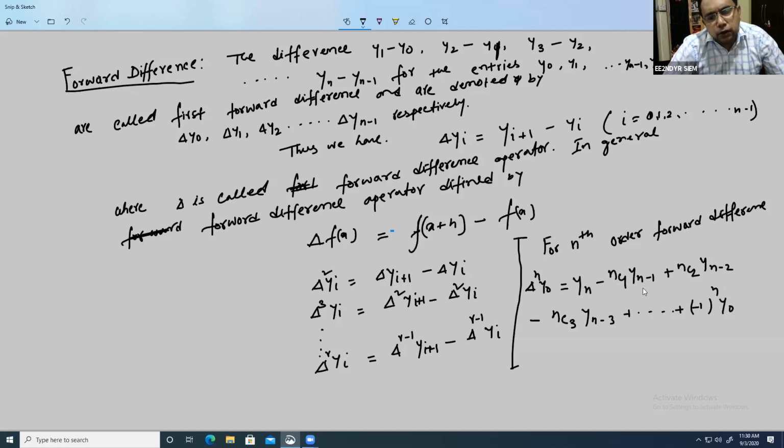So this is for GATE, clear. You may get this in your GATE exam. Suppose in any question, what will be the nth order forward difference? So straight away you can write this: del to the power n y0 equals yn minus nC1 y n minus 1 plus nC2 y n minus 2 minus nC3 y n minus 3 plus dot dot dot up to, since it's an alternating series, positive negative positive negative, so you will get this, clear.